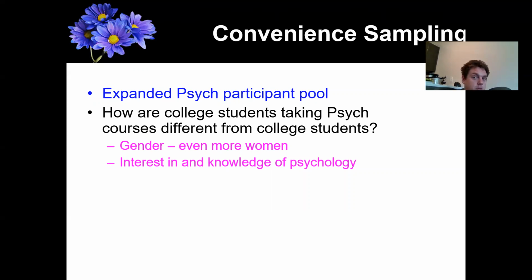Well, they might be more social. They might be more interested in other people. They might be more aware of others' emotions or something like that. They might be more aware of their own or interested in their own cognitive processes. These are things that all could impact your results, right?